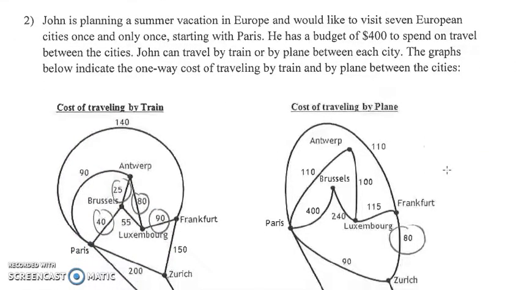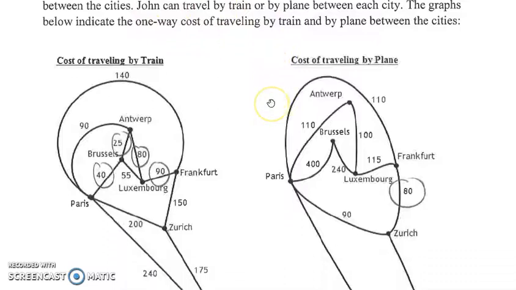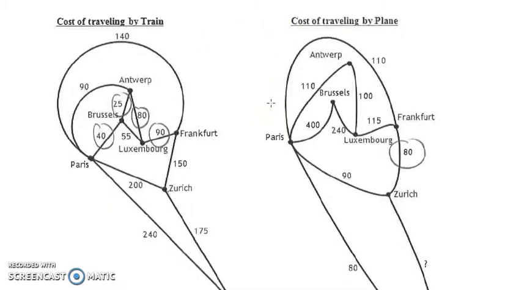This question is not a tree. It's an actual path. And it's a path that has to start in Paris. And it says that John can travel by train or by plane. It doesn't have to be one or the other. It can be a combination. So starting at Paris, I sort of looked at both graphs and started picking some of the smallest numbers. So I could go through Brussels, Antwerp, Luxembourg, Frankfurt, all by train because those were all the smallest amounts. They were the cheapest ones.